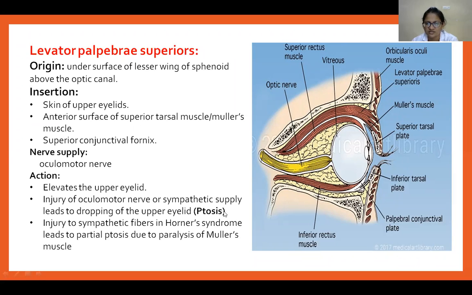In this Horner syndrome, the partial ptosis is due to paralysis of Muller's muscle, which is nothing but the superior tarsal muscle. This is about the levator palpebrae superioris. If there is any injury to the oculomotor nerve, it leads to ptosis, where there is a narrow opening of the eye.